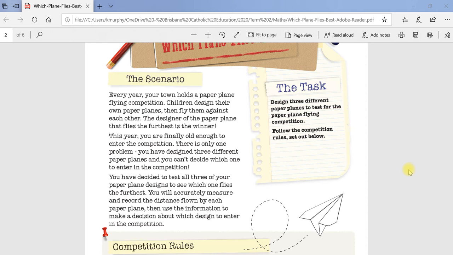There is only one problem. You have designed 3 different paper planes, and you can't decide which one to enter in the competition. You have decided to test all 3 of your paper plane designs to see which one flies the furthest. You will accurately measure and record the distance flown by each paper plane, and then use the information to make a decision about which design to enter in the competition.